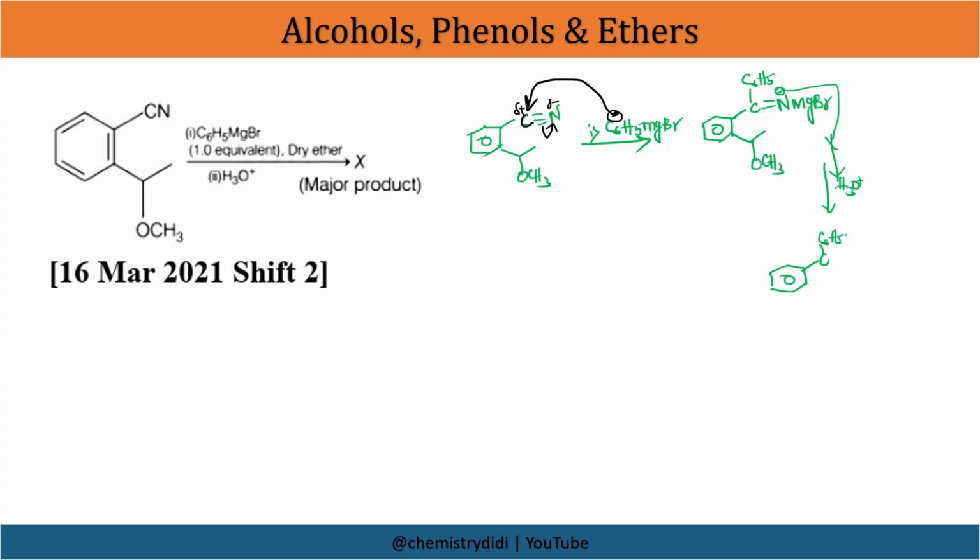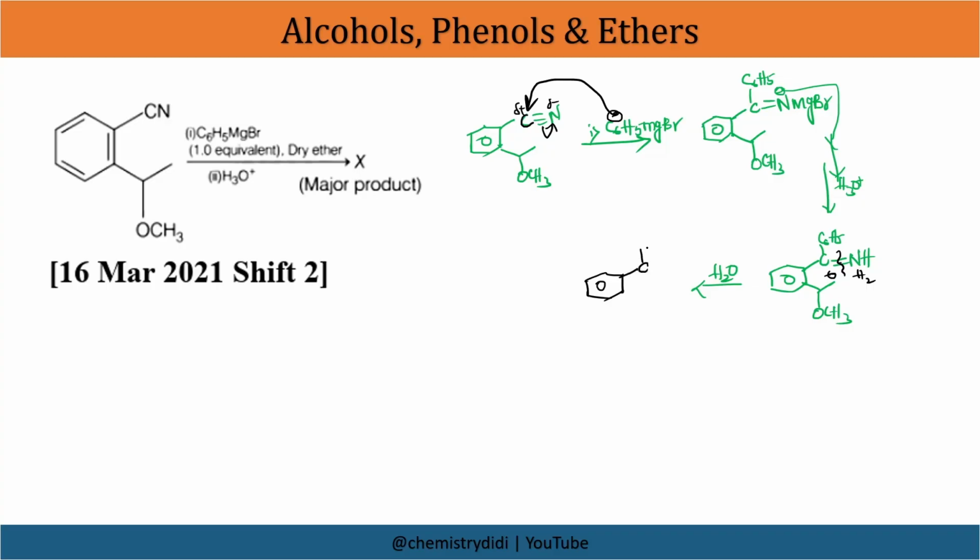C6H5, this is also a benzene. You can write it like this: C double bond NH, and here it is OCH3. And again, water means they have given water, so what happens? You just break this bond between carbon and nitrogen, and give H2 to this nitrogen and oxygen to this carbon. So finally, we'll get this product.